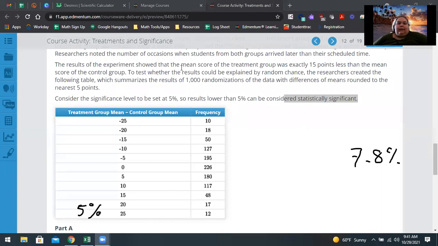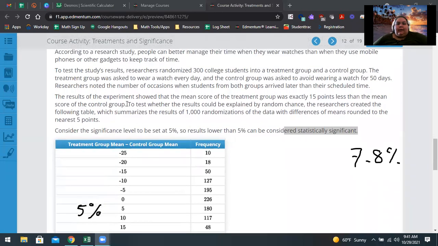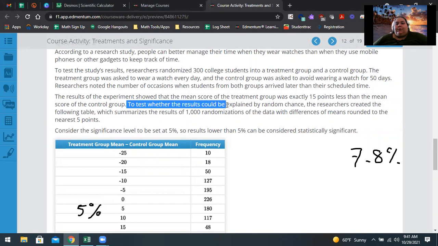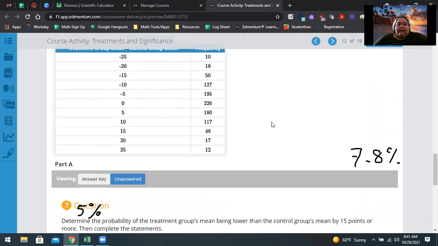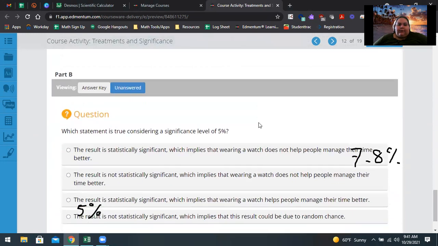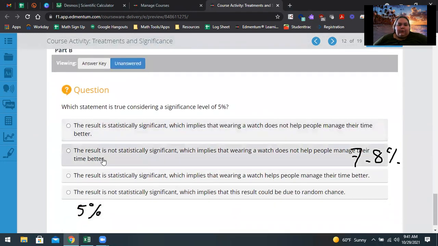So right here, I was taking a moment to read that, to test whether the results could be explained by random chance. Because this is considered not statistically significant, those options that we're left with down below, we know it was between the second option, or the first or the last one. The question is, we don't really know.